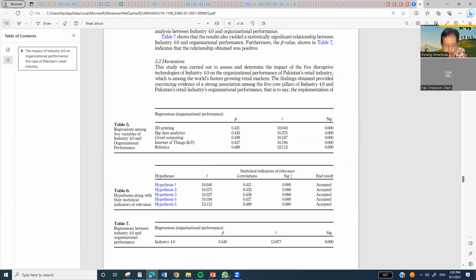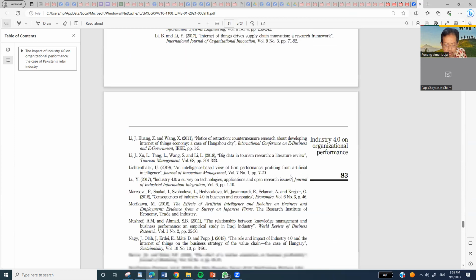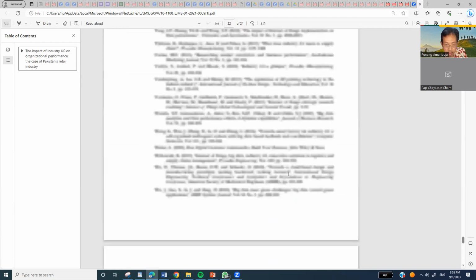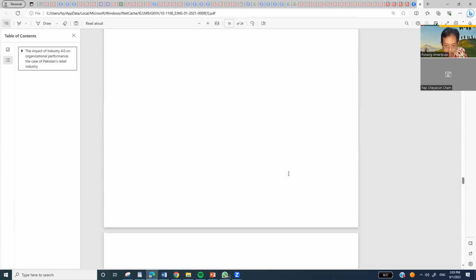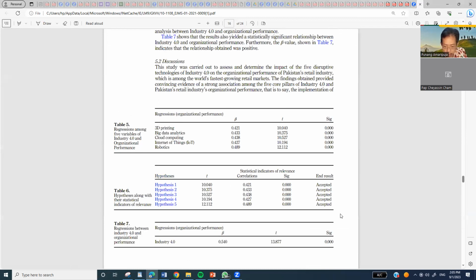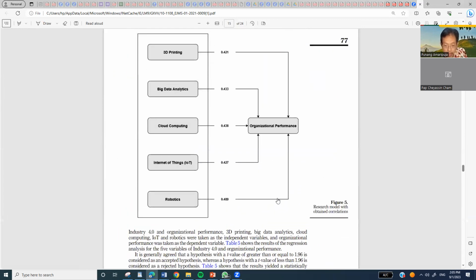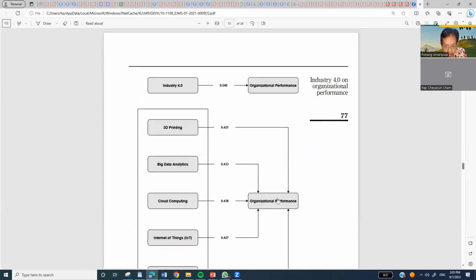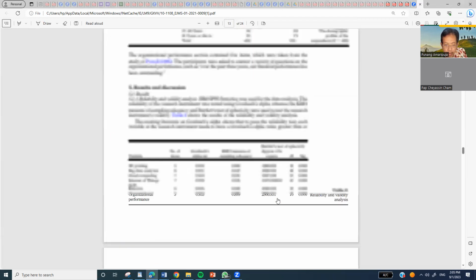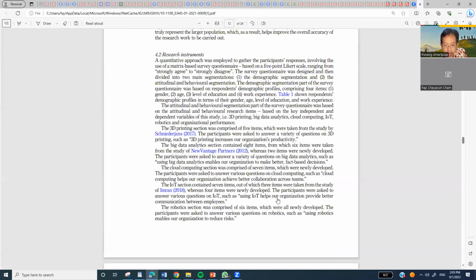I'm trying to find the questionnaire. I hope the questionnaire is here. Okay, there's no questionnaire here, so it would be rather how to figure out how to make the questions. What about the indicators? How do you indicate 3D printing? Yeah. Who are the respondents first? Okay, let's see. These are the respondents.